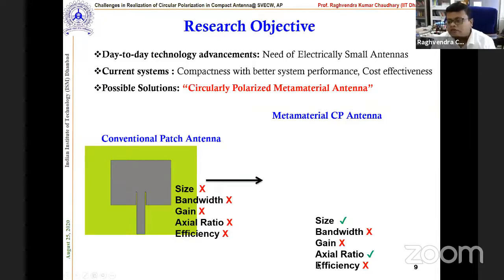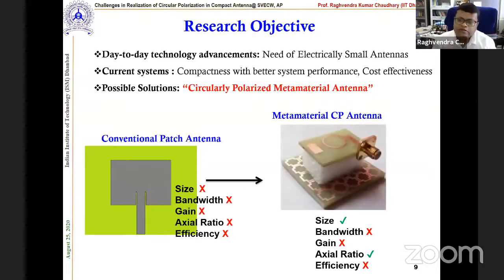And the efficiency problem as well, correct? Because these are metallic antennas and very small antennas, whatever power is lost is through ohmic losses, and sometimes we use a substrate also, FR4 and all of that. So these were the problems actually.